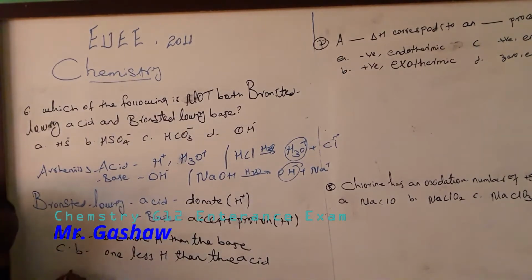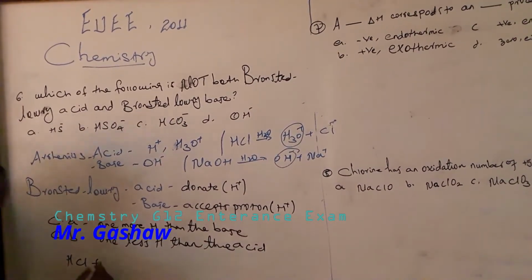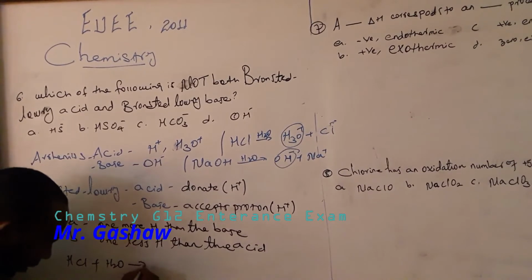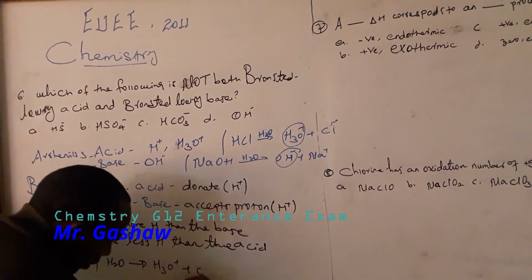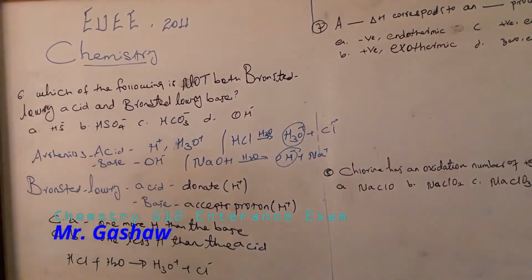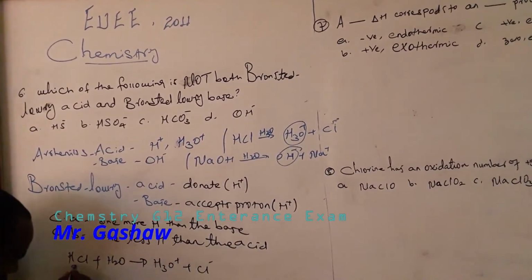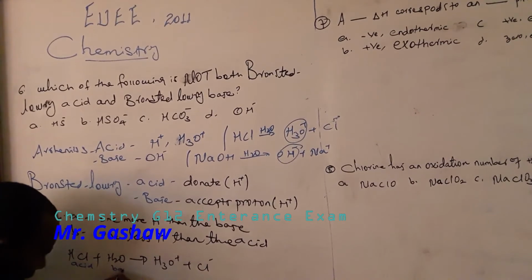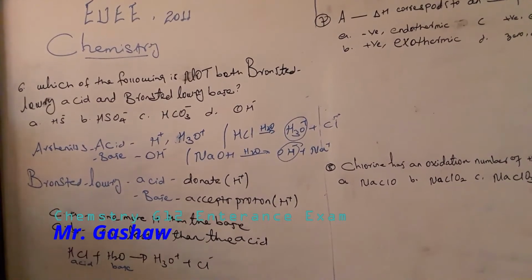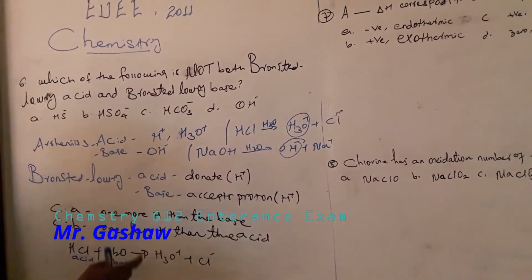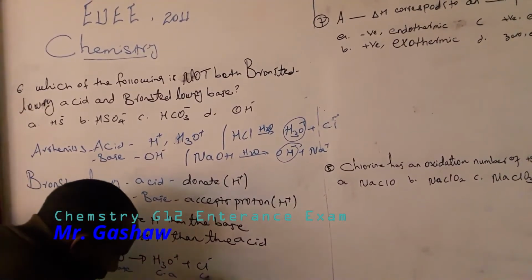For example, look at this one. Hydrogen chloride reacts with water, H2O. Here is the reaction: H3O plus with Cl minus. We should identify which one is the conjugate acid and which is the conjugate base. For this one, here is the acid and this one is the base. Water is an amphiprotic species that acts as an acid and a base. That means it both donates protons and accepts protons. So this one is a conjugate acid and this one is a conjugate base.